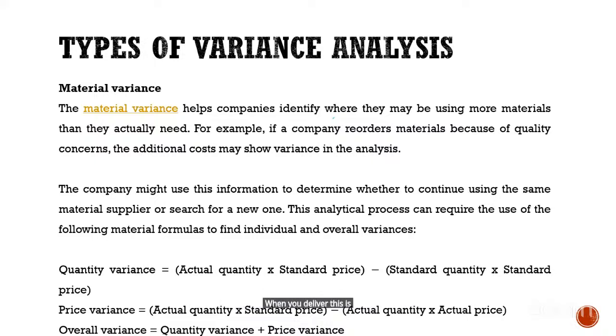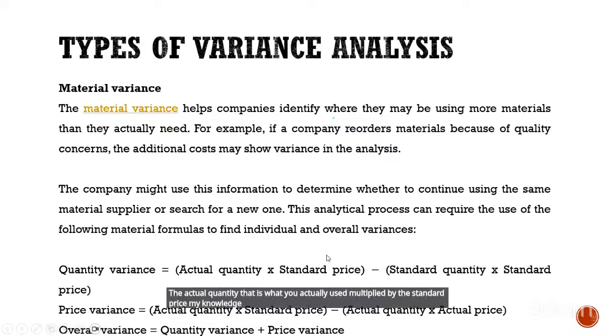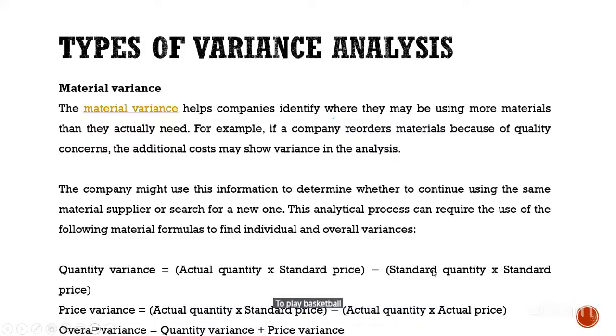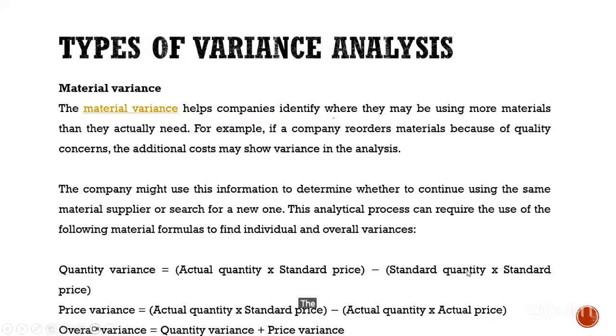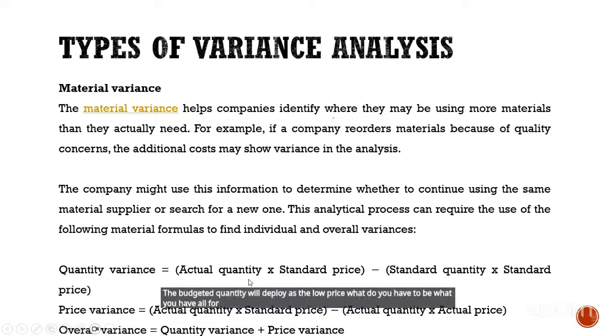The actual quantity, that is what you actually used, multiplied by the standard price, minus the standard quantity multiplied by standard price. Standard quantity is just like the projected or predicted quantity. The standard price is just the price that you fix, and then that's the budgeted quantity multiplied by standard price. What you have is what is called quantity variance.